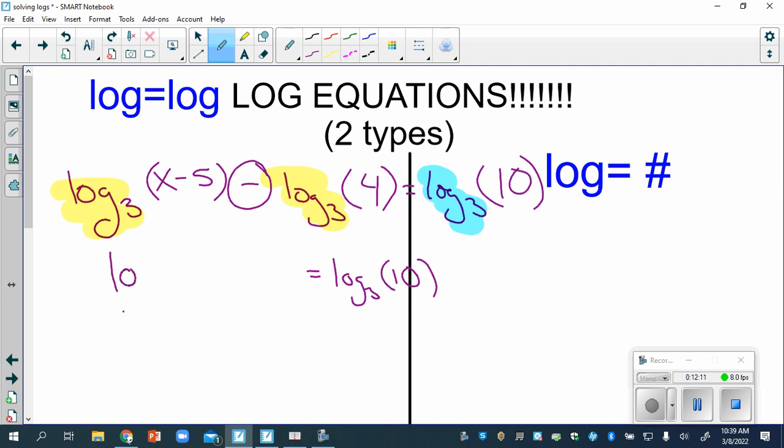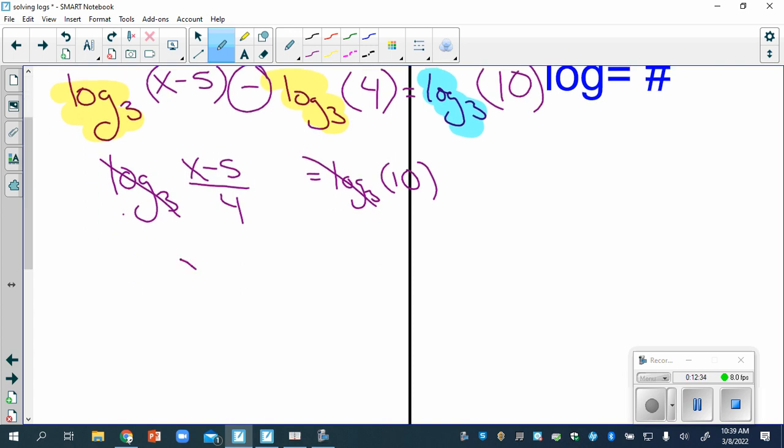So here's what we're going to have. Log 3, and I'm going to say x minus 5 over 4. Did I lose anybody? Does that make sense? Yeah, we're good? Now I have one log on one side, one log on the other. Get rid of them. Cross them out. We're totally cool to do that. So what I'm going to get is x minus 5 over 4 equals 10.